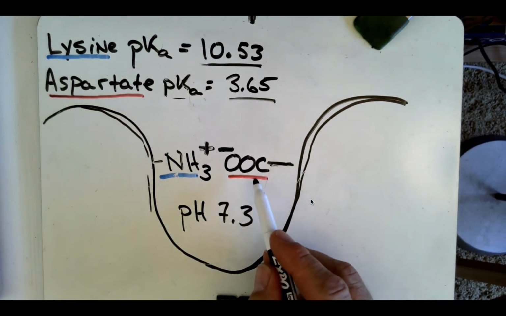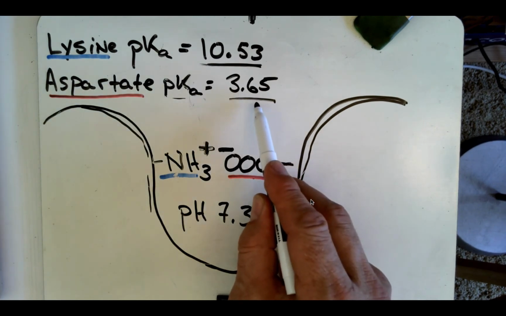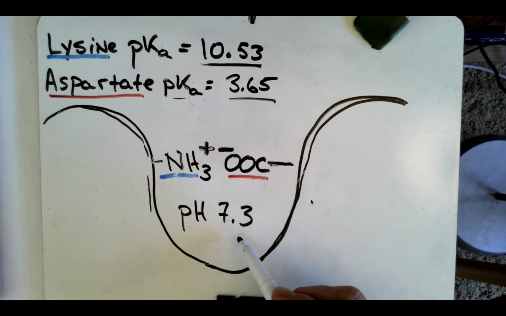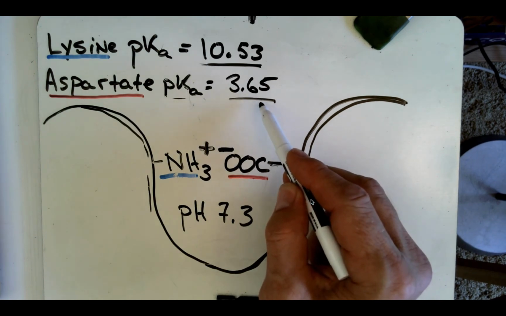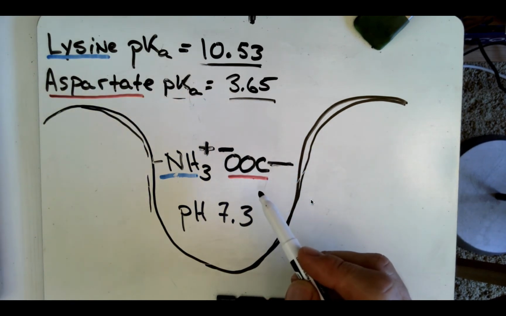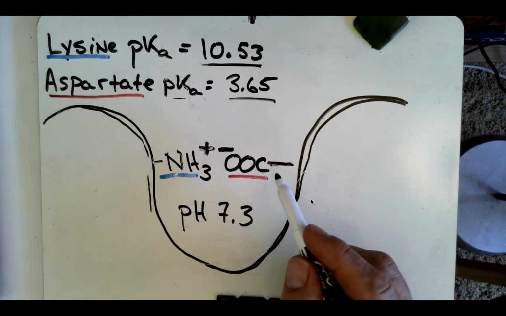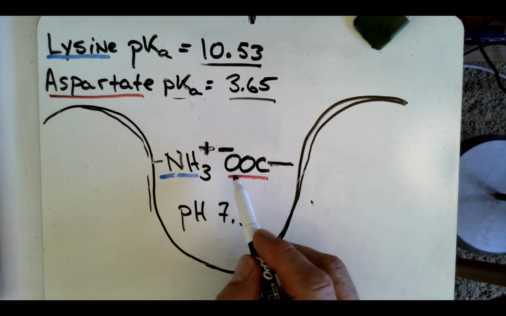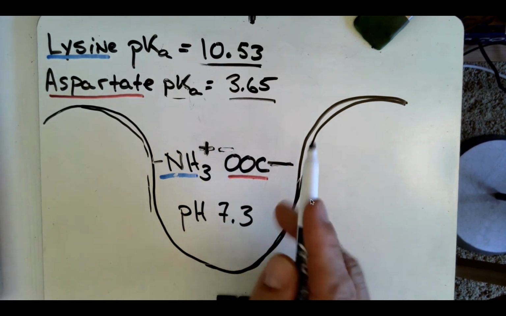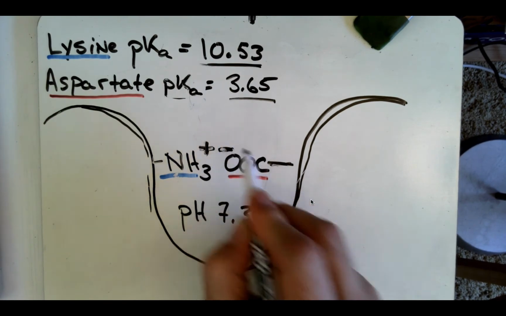Let's take a look at the carboxyl group. Now the pKa of that carboxyl group is 3.65. The pH is 7.3. So we have a situation here where the pH is at least 2 units above the pKa. And that means, again, you'll have to go and review the lecture, that 99.999% of the molecules will be deprotonated. In the case of a carboxyl group, that means it's going to carry a negative charge.